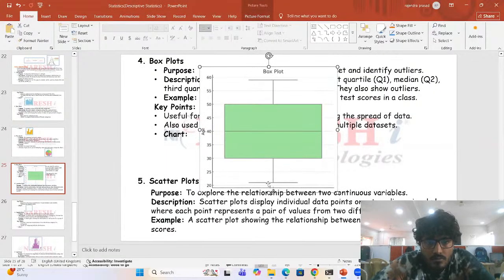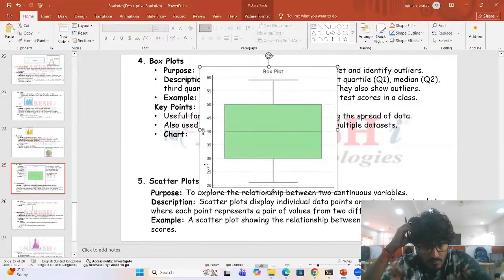In this, the lower line you see, this is nothing but a minimum sale amount. Let's assume this is a sale amount. This is age, right? Let's say age. What is the minimum age of your customer? 20 years. You're able to see 20 years.